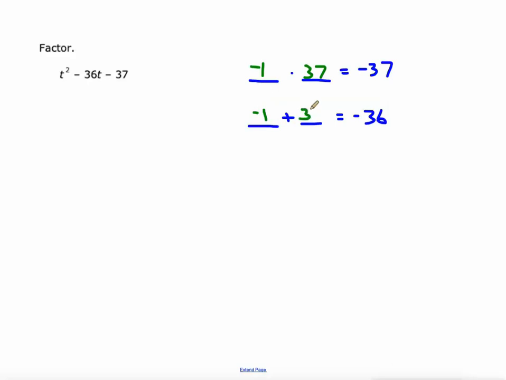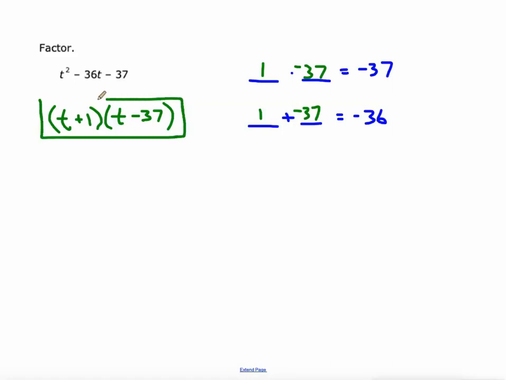So negative 1 times 37 is negative 37, but negative 1 plus 37 is not negative 36. That would be positive 36. So I need to switch where I've got the negative sign. Let's make it a negative 37 instead of a negative 1. And then 1 plus negative 37 does give us negative 36. So our factorization here would be t plus 1 times t minus 37. So the original trinomial, remember, is like our area, and the factored form is like our length times width. This times this, those are both factors of that trinomial.